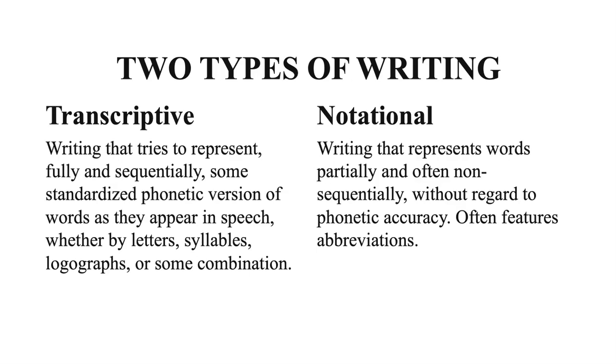I want to talk about transcriptive and notational writing. So transcriptive is writing, and these are my terms, by the way. I don't know if there are other terms out there, but broadly speaking, all full-fledged writing systems do partake of both of these types of writing. So transcriptive writing tries to represent fully and sequentially some standardized phonetic version of words as they appear in speech, whether by letters, syllables, logographs, or some combination. This is what we usually think of when we think of writing. Notational writing is writing that represents words partially and often non-sequentially without regard to phonetic accuracy, often features abbreviations.